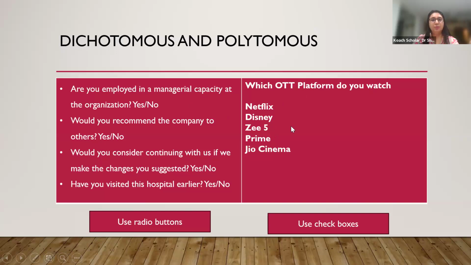So when you ask questions on the categorical scale, you should make radio buttons, whenever you do a Google form. And when you make questions where the answers are multiple, because we watch all the channels, right? So you can say, I will tick on all, right? So when I'm ticking on all, you should make check boxes. Right? So dichotomous and polytomous questions.